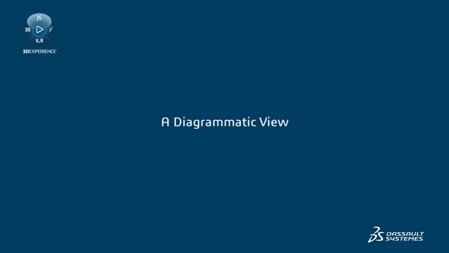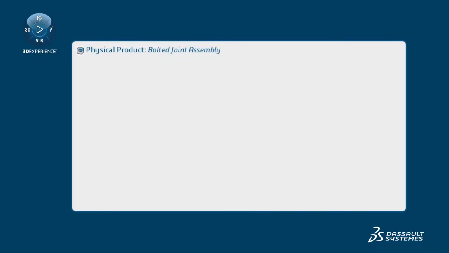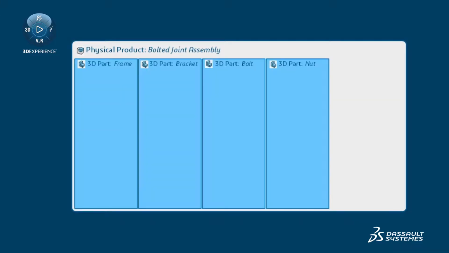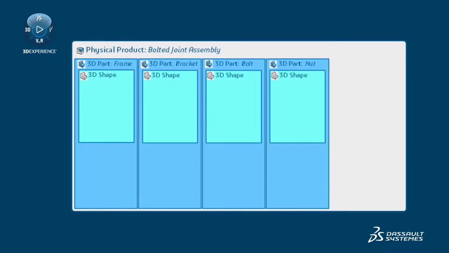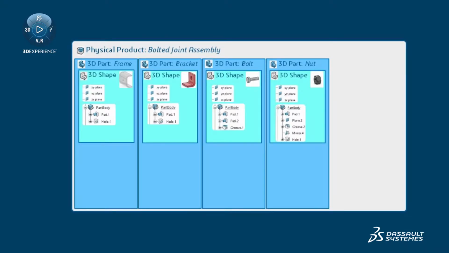So let's review the objects associated with the load transfer device using a simple diagram. At the top level we have a physical product with the title bolted joint assembly. This physical product contains 4 3D parts. Each 3D part has exactly one 3D shape. Each 3D shape contains datum planes and the geometric features that define the part. The engineering connections created at the physical product level define how the parts are arranged in space. Remember, they are similar to the assembly mates in SOLIDWORKS. The collection of 3D shapes and engineering connections defines the assembly mockup.